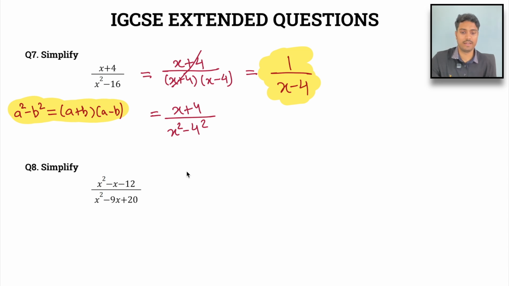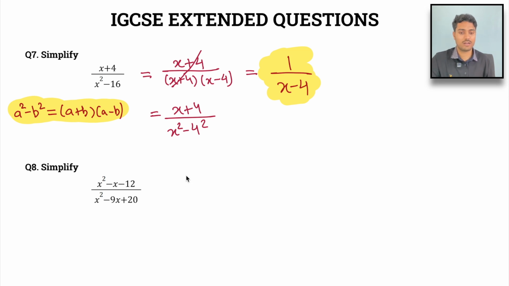Now let's check question number 8. It says x square minus x minus 12 upon x square minus 9x plus 20. Now in this case, both in the numerator and the denominator we have quadratic expressions. We have to find the factors of these quadratic expressions and then check if there is anything common, we can cancel it out and then write the answer. So I'll do it one by one.